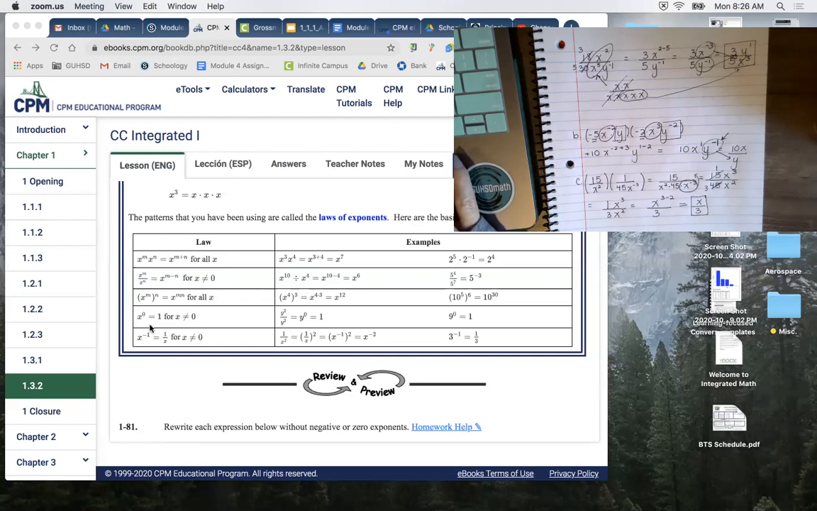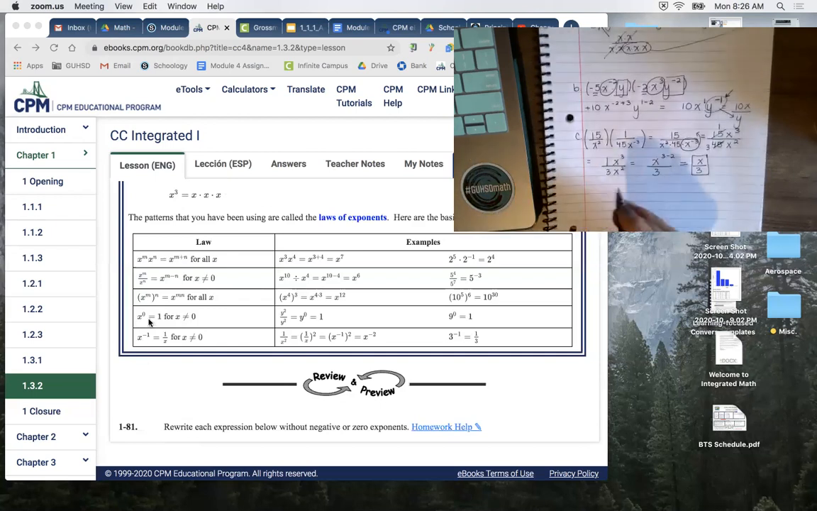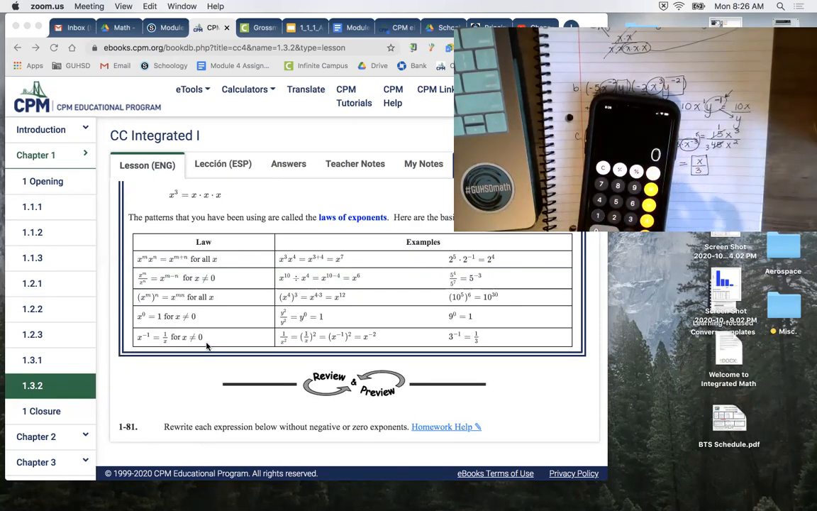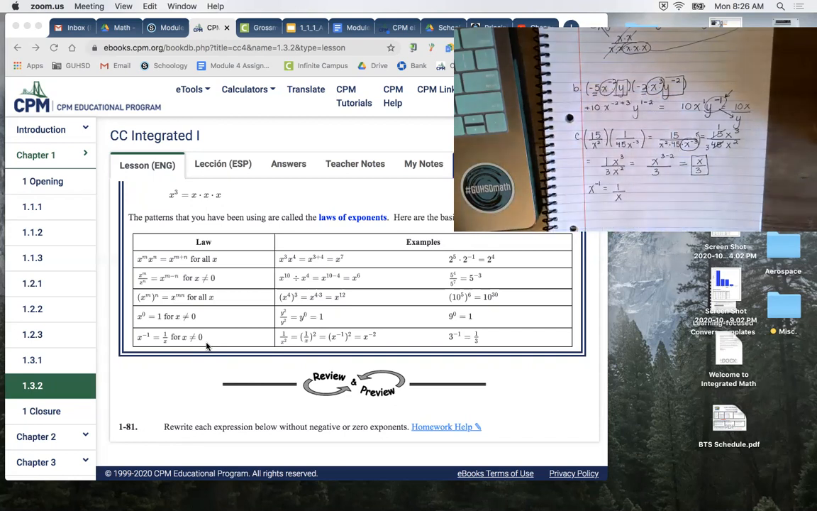And now we have our last exponent rule, which says that when you have x to the negative 1 power, that's the same as 1 over x. Again, the reason it doesn't work for 0 is because if I were to type in 1 divided by 0 in my calculator, it will always be an error. So that's why it doesn't work for 0.